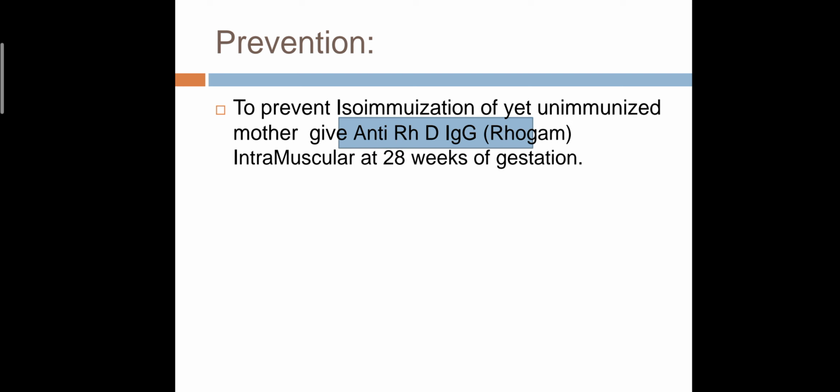How can we prevent this Rh incompatibility? To prevent isoimmunization of an unimmunized mother, give anti-Rh IgG, RhoGAM, IM at 28 weeks of gestation. So if you know that the mother is negative and the baby is positive, to prevent Rh incompatibility we can give this injection at 28 weeks of gestation. Then the mother's body will not produce antibody and it will not be harmful for the baby.